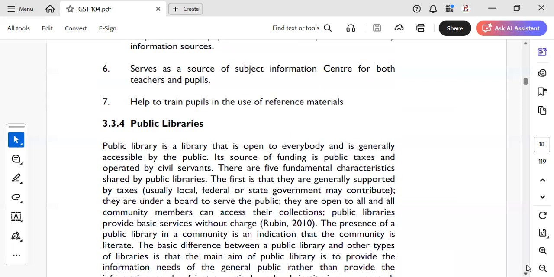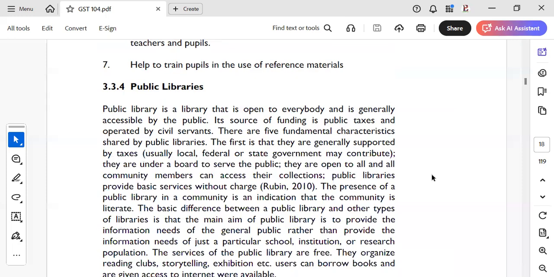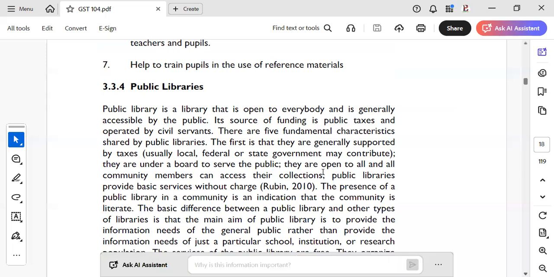Don't forget that the difference between school libraries and academic libraries is that the school library is meant for primary and secondary, while the academic library is for institutions like university, polytechnic, and colleges of education. Now, we have done justice to school libraries. Let's go to public libraries.